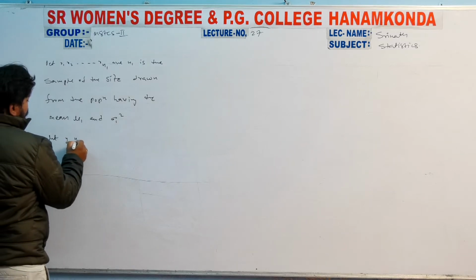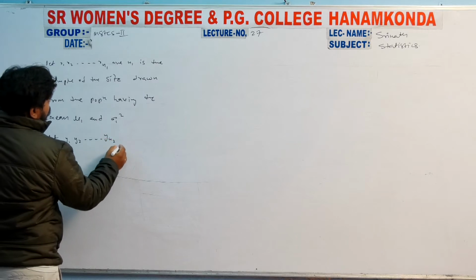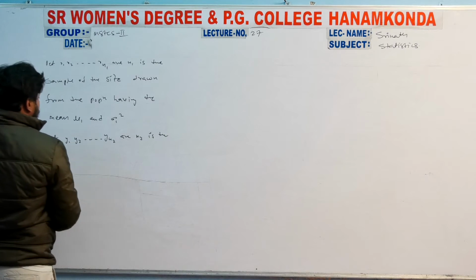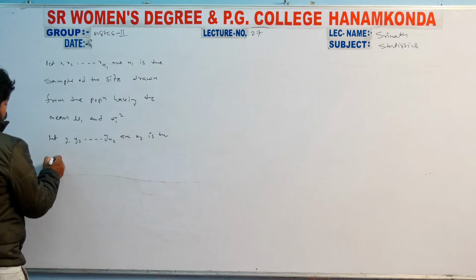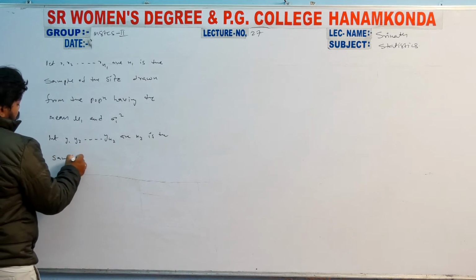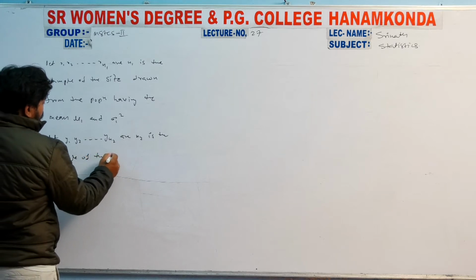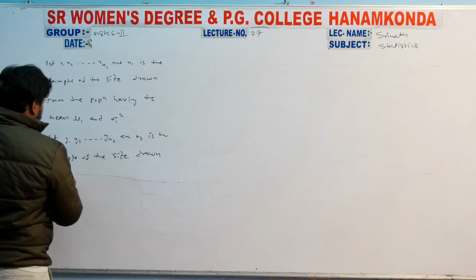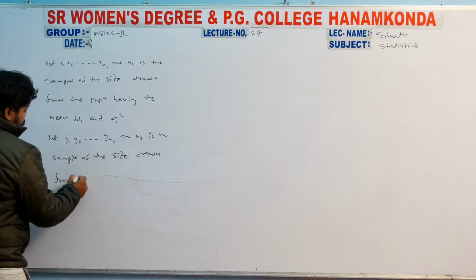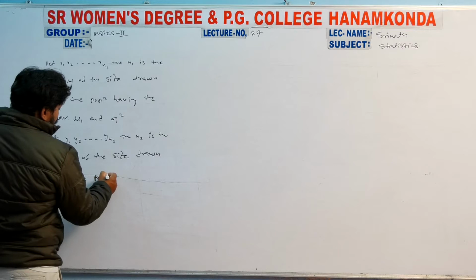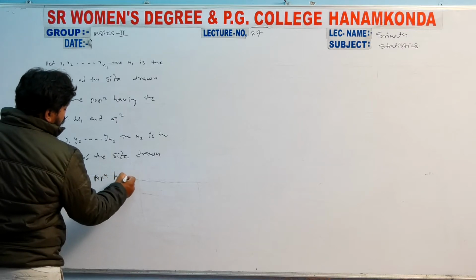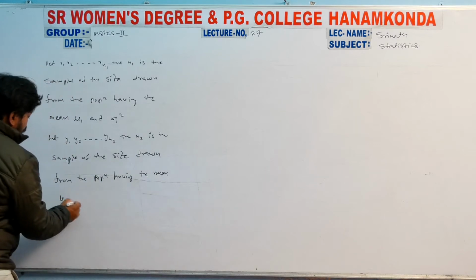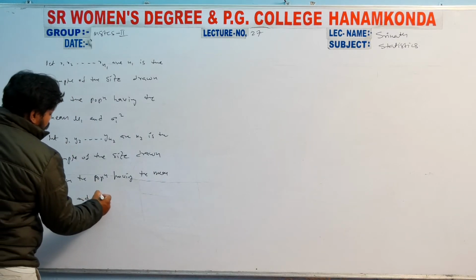Let y1, y2, so on yn2, where n2 is the sample size, be a sample drawn from the population having the mean mu2 and variance sigma 2 square.